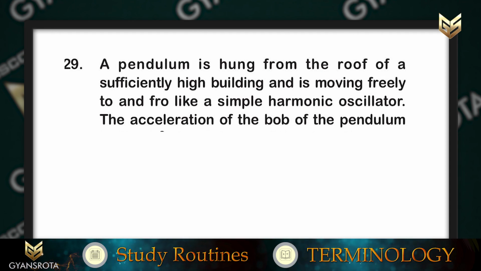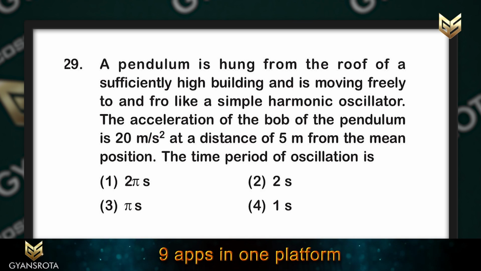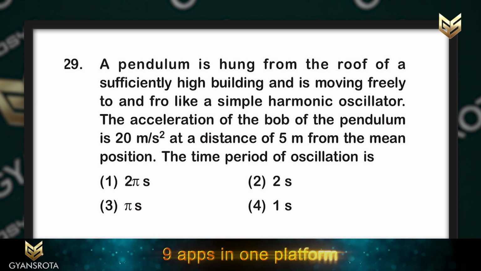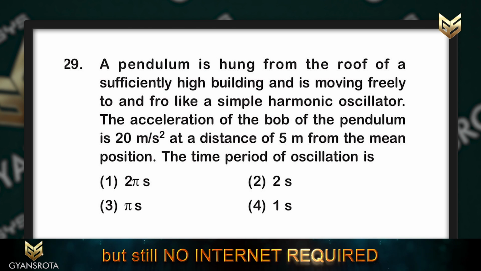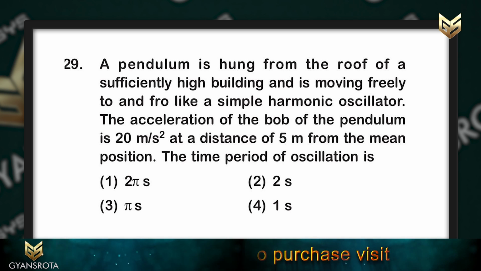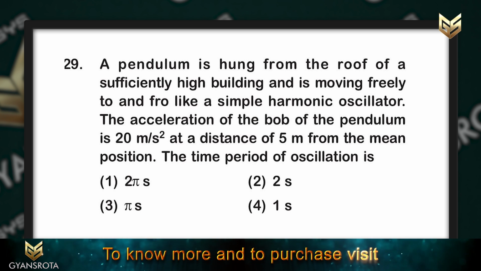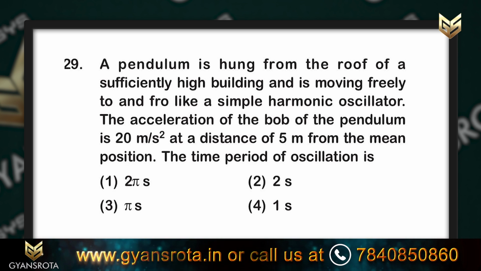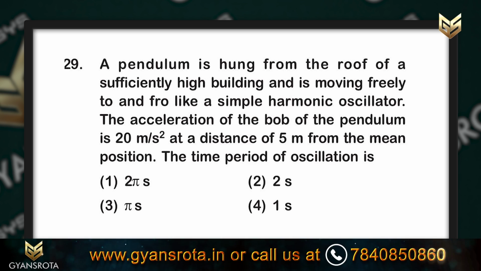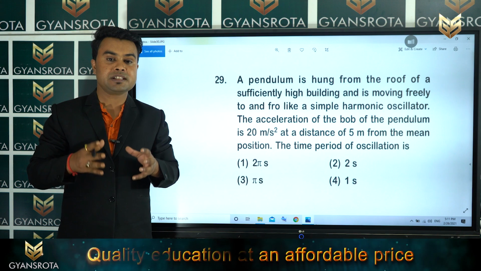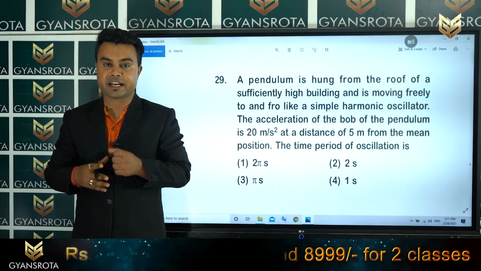A pendulum is hung from the roof of a sufficiently high building and is moving freely to and fro like a simple harmonic oscillator. The acceleration of the bob of the pendulum is given to be 20 meter per second square at a distance of 5 meter from the mean position. The time period of the oscillation is, you need to calculate the time period where the acceleration is given to you. This is from the chapter Simple Harmonic Motion, where you have to use the formula for acceleration.